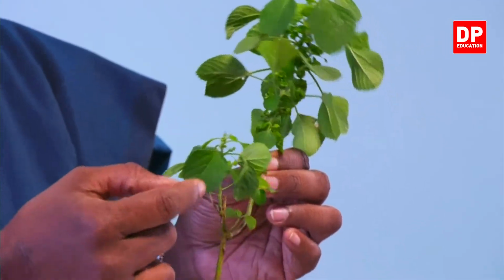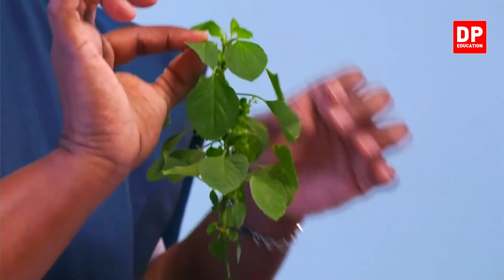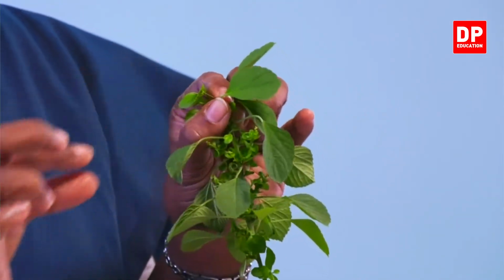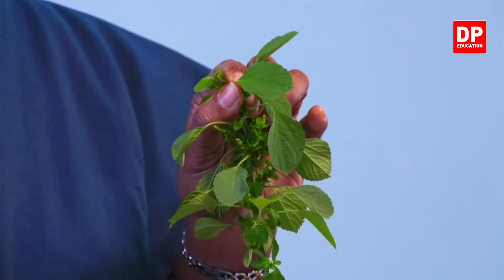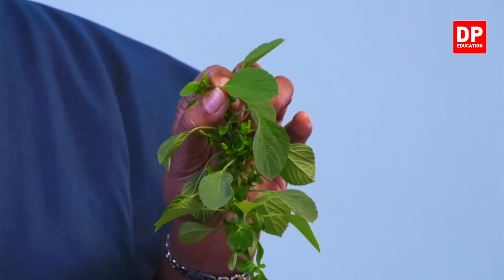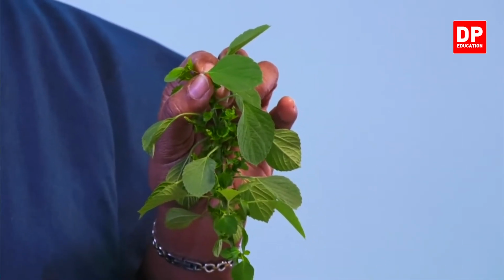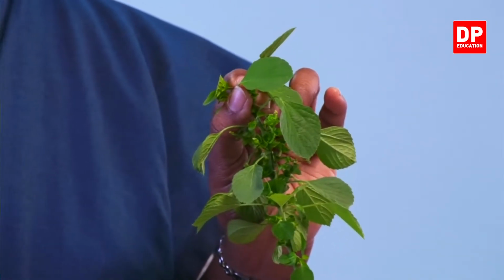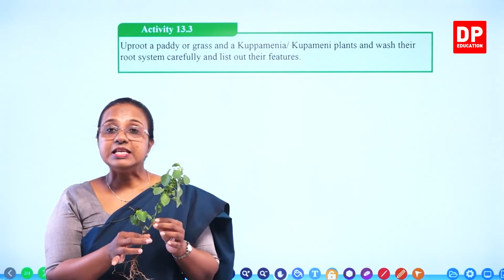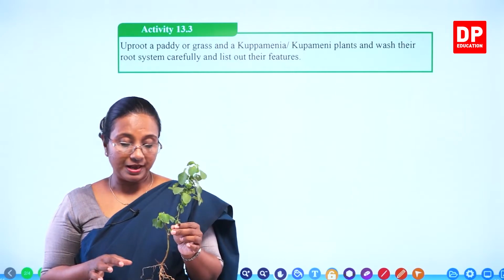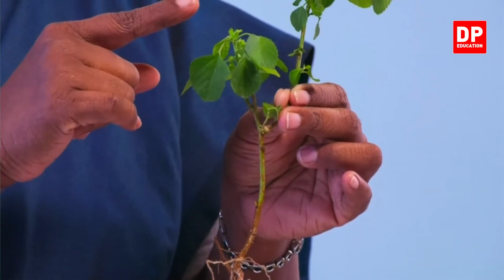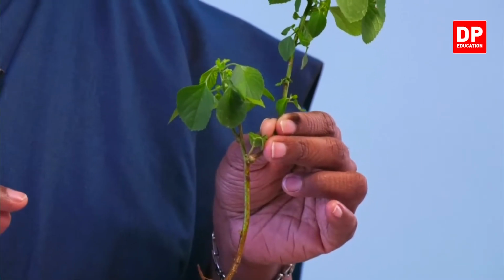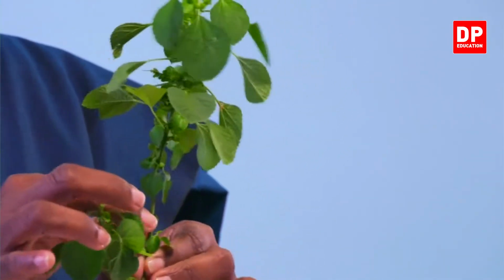Then if you look at the leaf, now if I show you all the leaf here, you will be able to observe the reticulate venation, a network-like venation. Can you all see that? So in this Cupomania plant, there is taproot with lateral roots, the stem is branched, and also you are able to observe the reticulate venation.